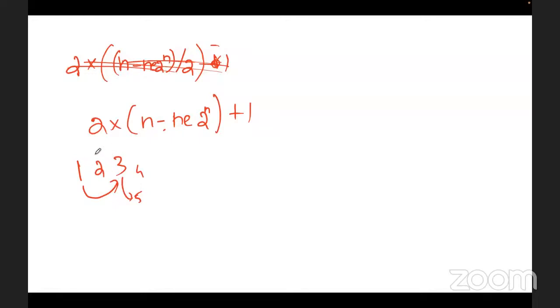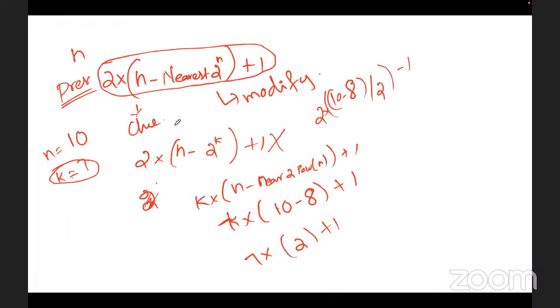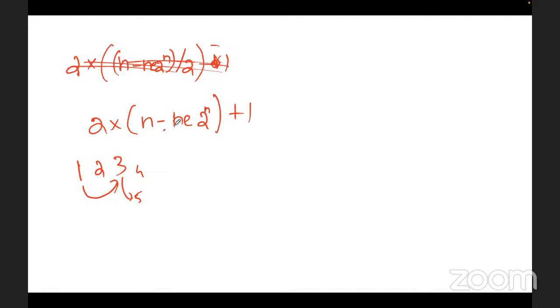So that's why using two into n minus nearest to 2 power of n is nothing but always the values you get. Here you can imagine that for 5 you may get 3. So always you will get the nearest to 2 power value as an answer. So that's why I took n minus nearest to 2 power value.